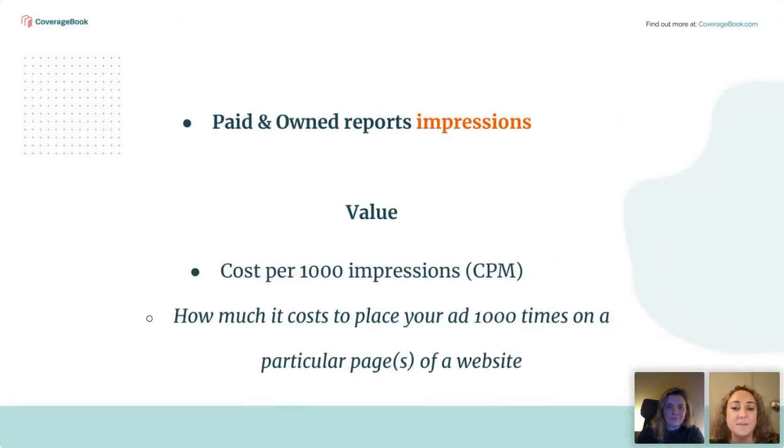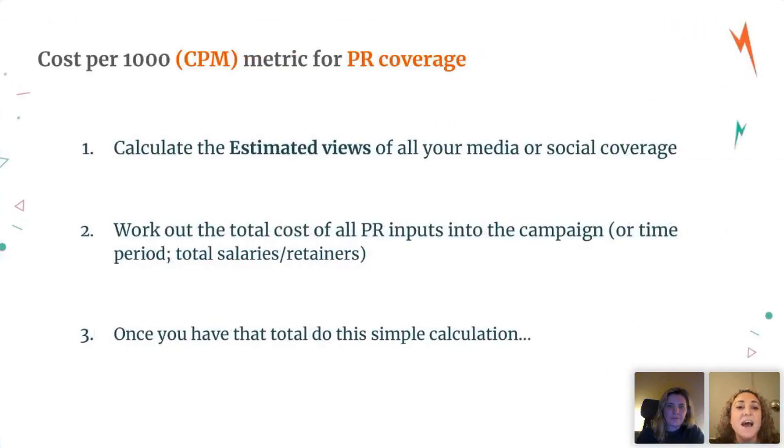So it's CPM, you would have seen, and it is a very common metric in advertising. It's a cost per 1,000 impressions, and he needed to get to that for earned as well. So essentially the way that that's worked out is how much it costs to have your ad viewed on a particular page of the website 1,000 times, and this was the way he calculated.